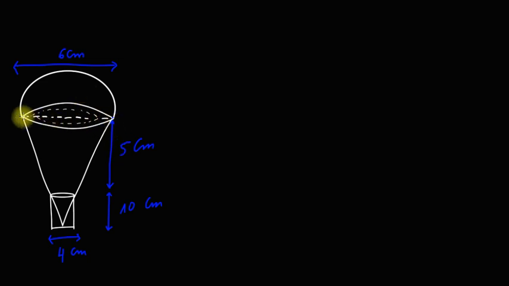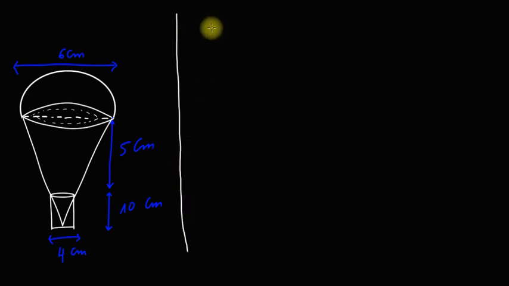a larger cone which is from here up to here with the height of 15 centimeter, and we have a small cone which is set from here up to here with 10 centimeter of height, and we have a cylinder with diameter of 4 centimeter. We can start by finding the volume of each shape which makes up this loudspeaker.